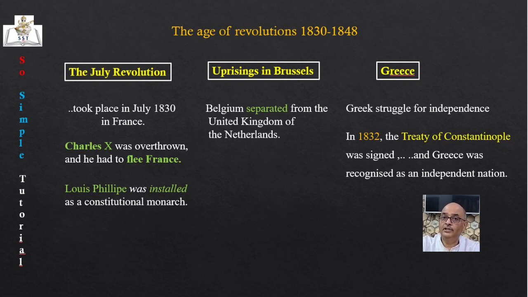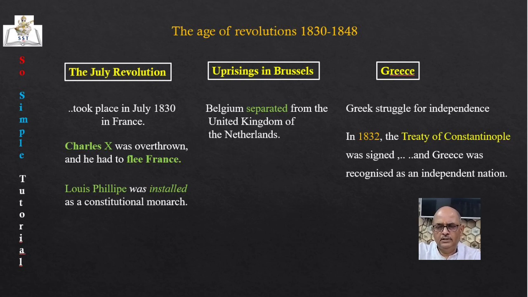This July Revolution then sparked an uprising in Brussels. Recall what happened to Belgium in the Treaty of Vienna. Belgium was made a part of the Netherlands. So because of this uprising, Belgium separated from the United Kingdom of the Netherlands.